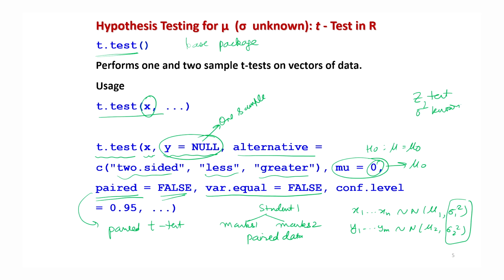So in the t-test, when we consider the paired t-test, we assume that both sigma 1 square and sigma 2 square are the same, and in that case we give the option var.equal equal to TRUE. But since we have only one sample, we are writing it here as FALSE.